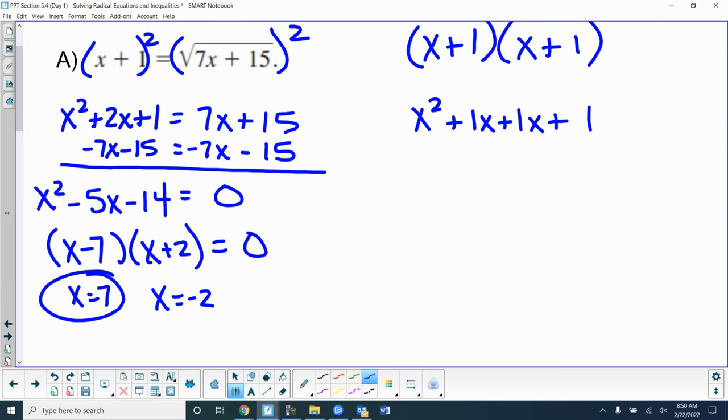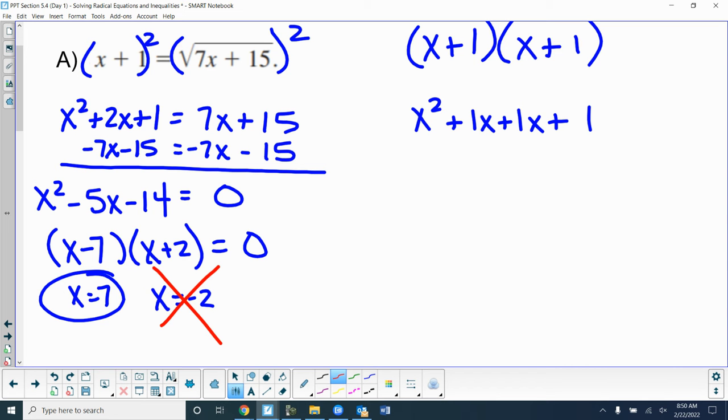Does negative 1 equal positive 1? No, so is negative 2 a good answer? No. So when we plugged it in, we got a positive 1 on the right, but a negative 1 on the left. It's not a true statement, so that one didn't work. There's only 1 answer instead of 2.